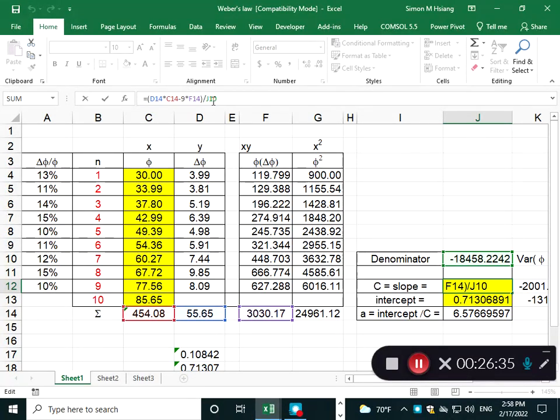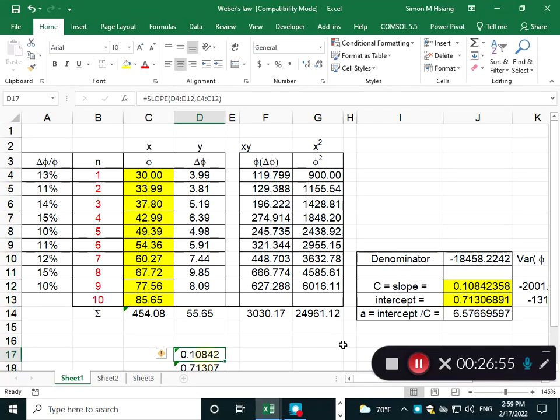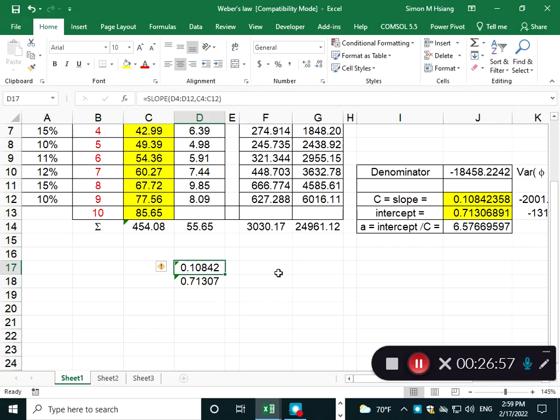Okay, so now the numerator: first we substitute summation xy and summation y into the numerator, divided by our denominator part. So now you divide that, and you get your slope. And your slope is 0.1084. And look at what Excel tells us directly: it is 0.1084. Got it?